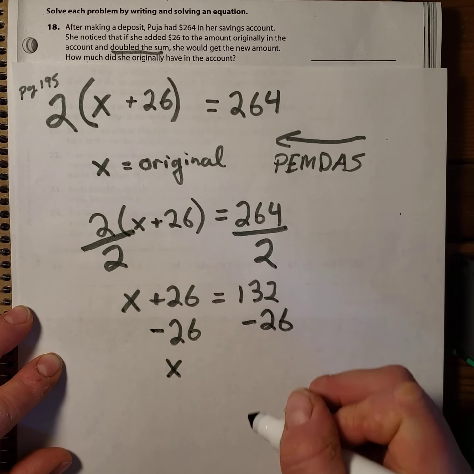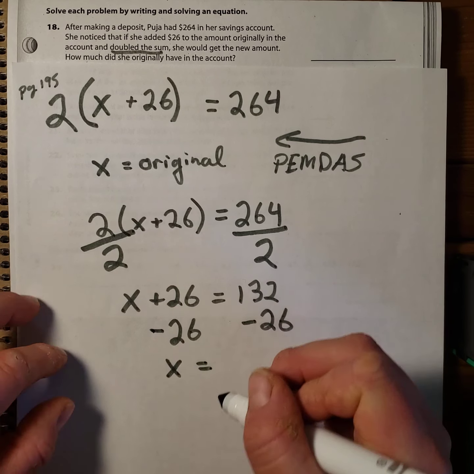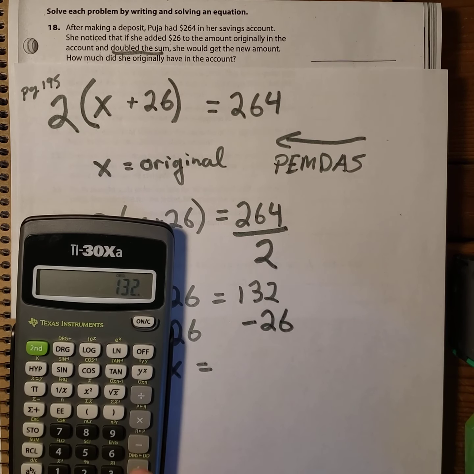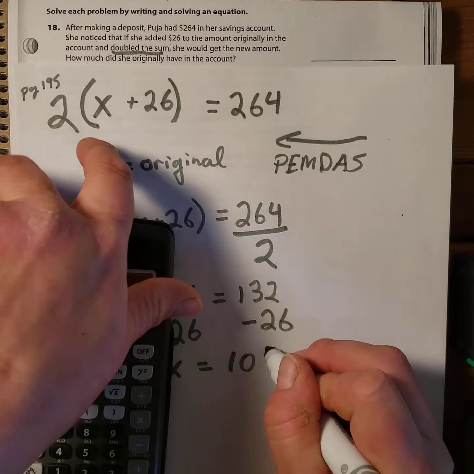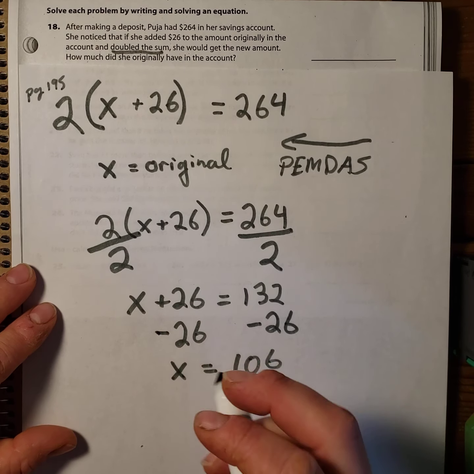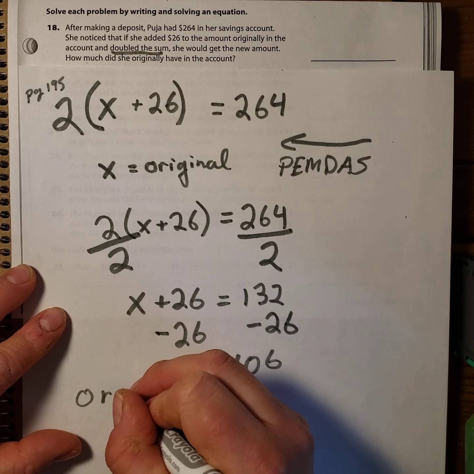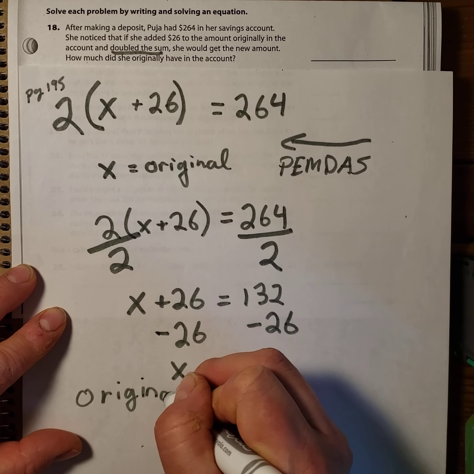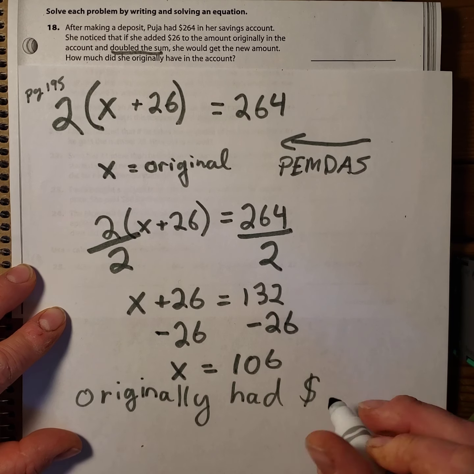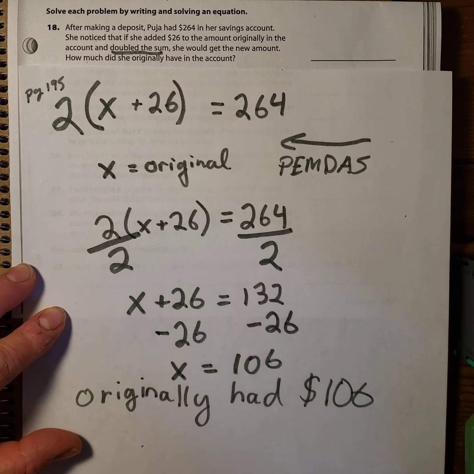So x, which was our original amount, is going to equal, let's take our calculator again if you're not sure, 132 minus 26, 106. So that means in the original account, she originally had $106. So that's what I can write up here in the answer.